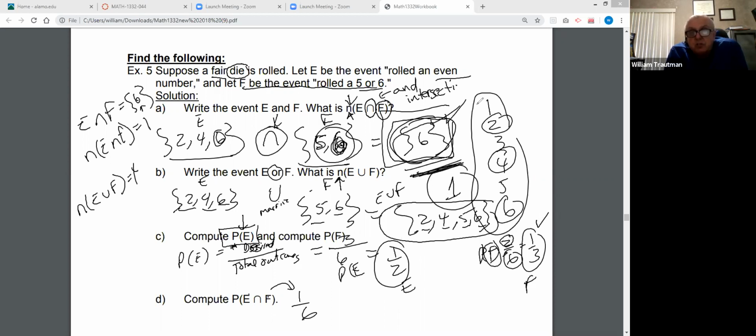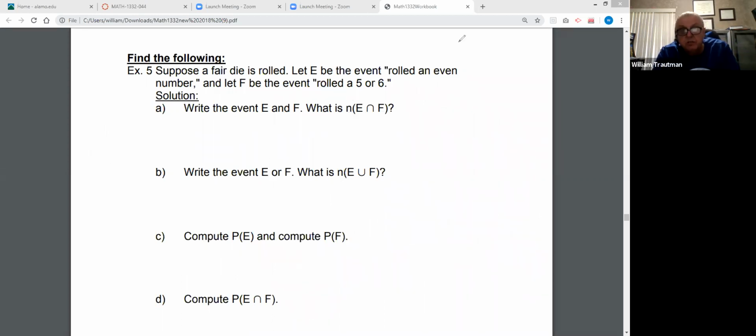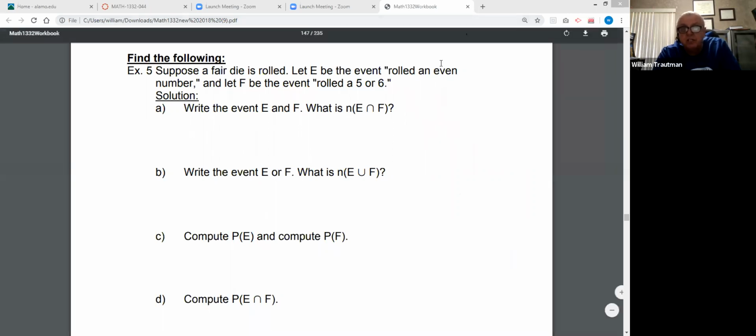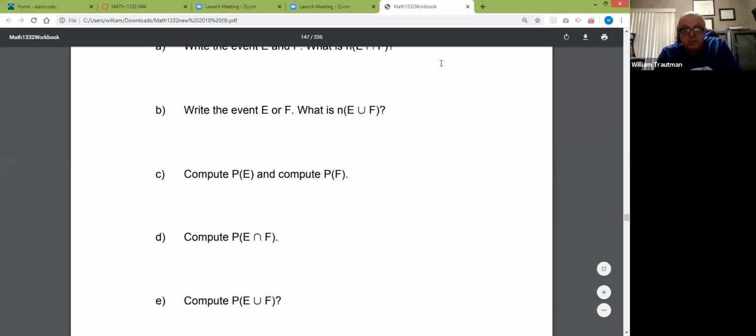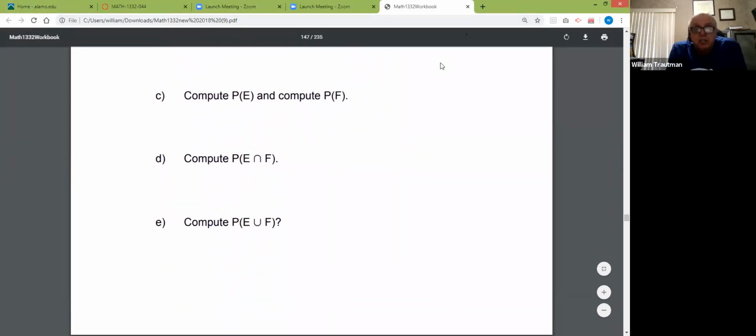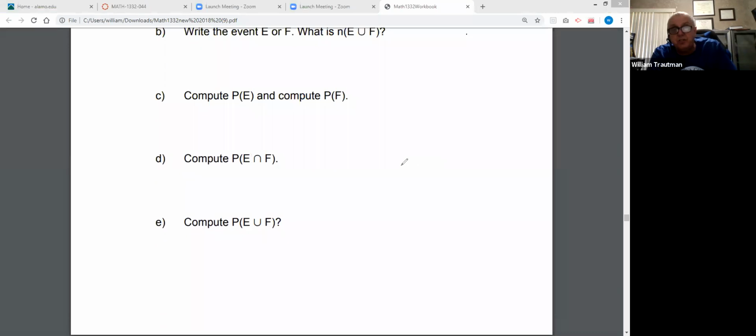And I'm going to erase this and scroll this up. Maybe I shouldn't have erased it yet, because we still have to do, oh, there's 2 answers. So the probability of E intersect F. Didn't we do these? What did we get for this answer? We just got 1 out of 6, right? So that was the probability of E intersect F.